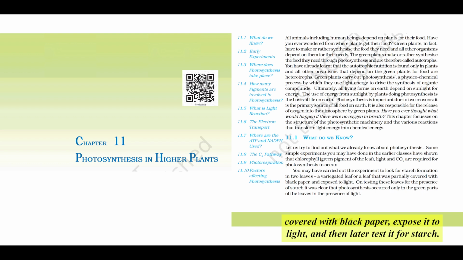light, and then later test it for starch. Well, starch indicates photosynthesis occurred. You'll find starch forms only in the green light-exposed regions. This single experiment cleverly proved two things simultaneously. That chlorophyll, the green pigment, is absolutely necessary, and that light is indispensable for the plant to make its food.